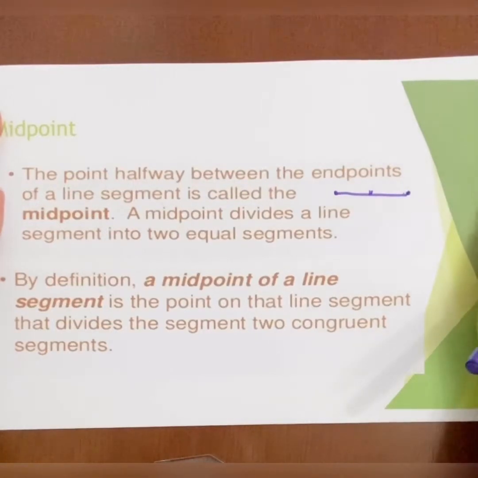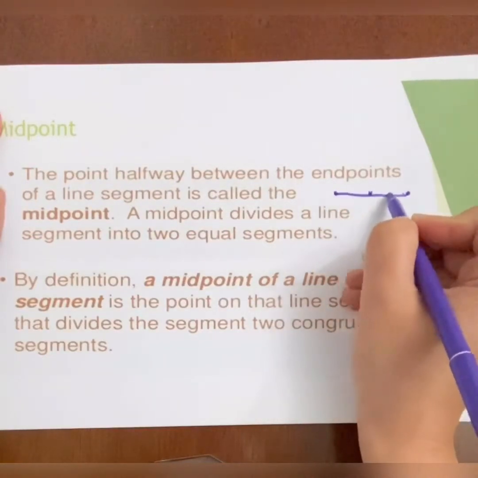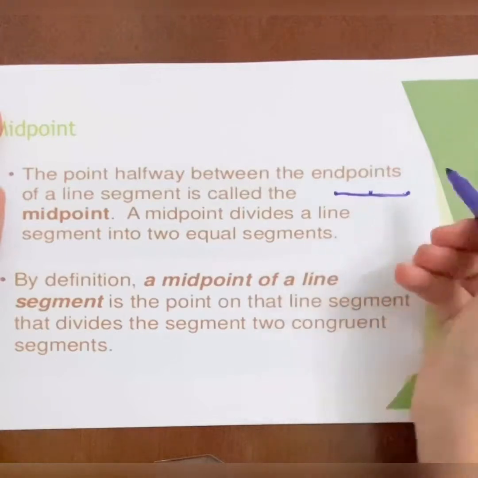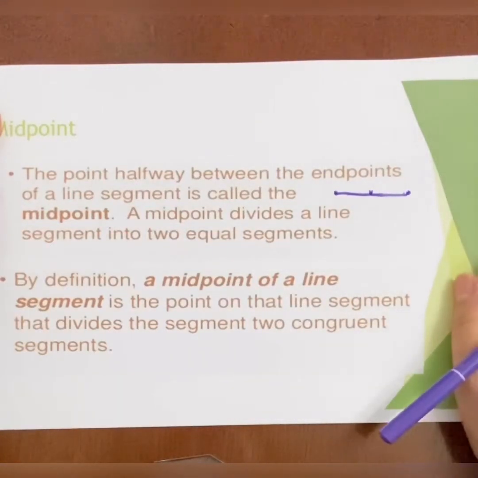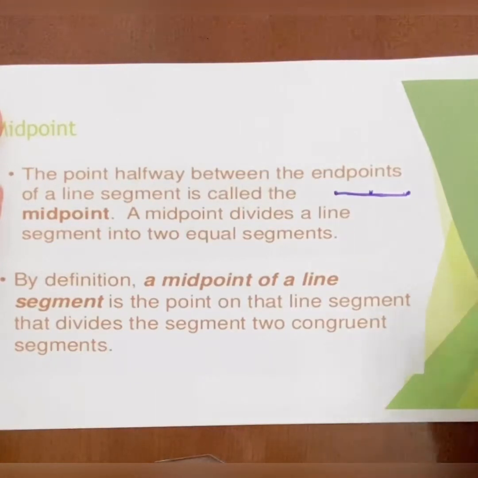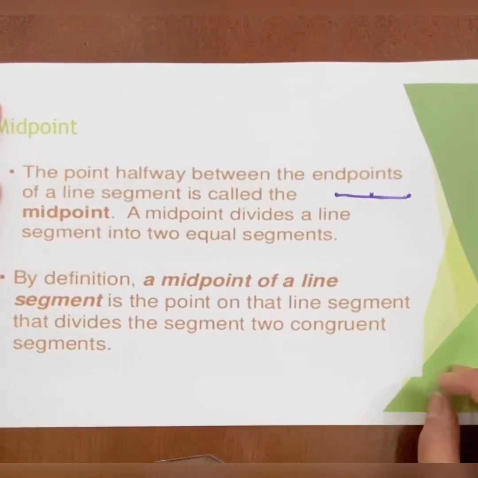A midpoint divides a line segment into two equal segments, because this is the point where we have one line segment, and this is the other line segment. By definition, a midpoint of a line segment is the point on that line segment that divides the segment into two congruent segments. Congruent means exactly the same. Okay?